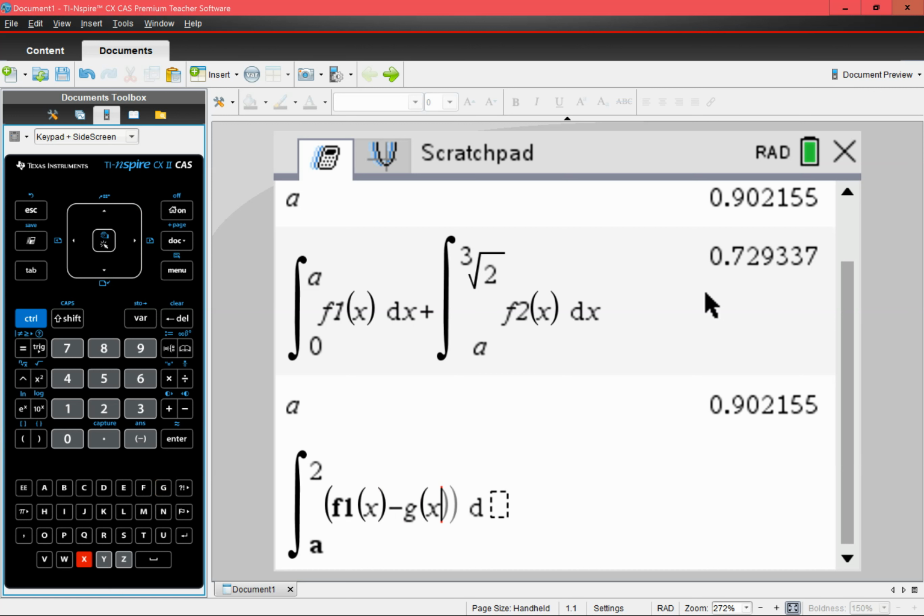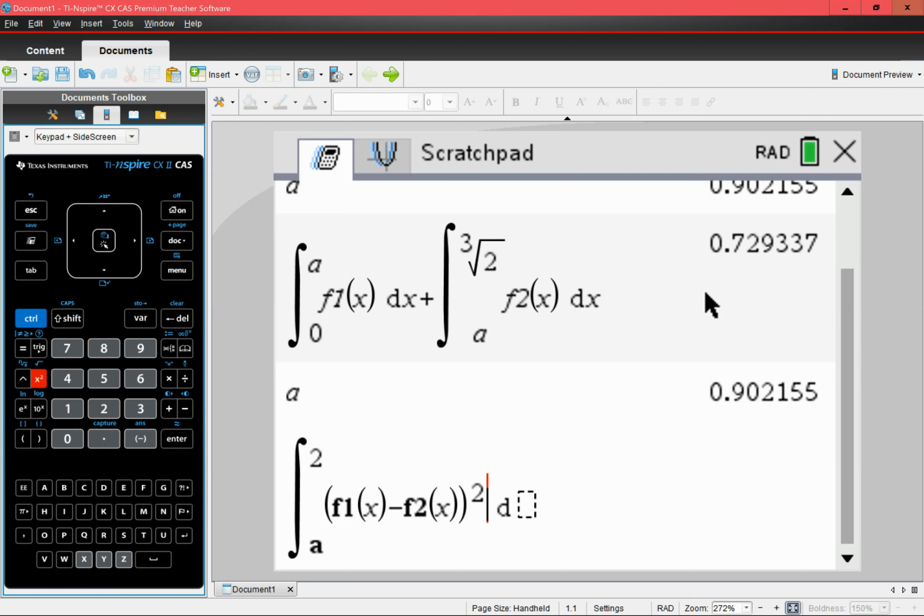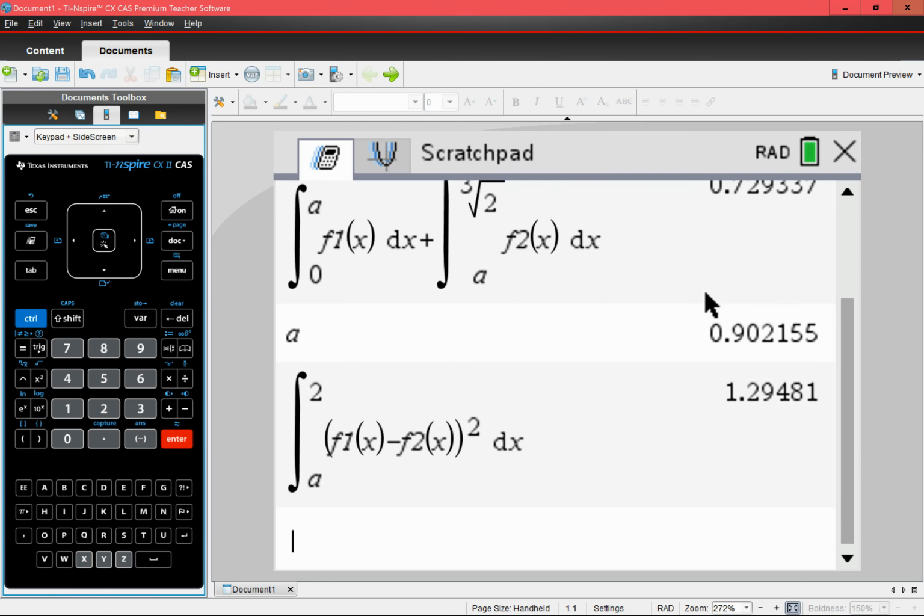Now, the nice part is, oops, not g of x, sorry, it should be f2 of x. f2 of x, getting ahead of myself. The nice part is, if you screw up the order here, after you subtract them, it's either going to be negative or positive, but same value. When you square it, it becomes positive anyway, so it doesn't really matter. Don't tell anyone. You should try to get the right order, but it doesn't really matter. And then enter, and we're set.